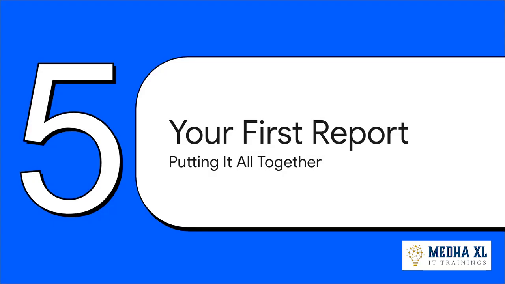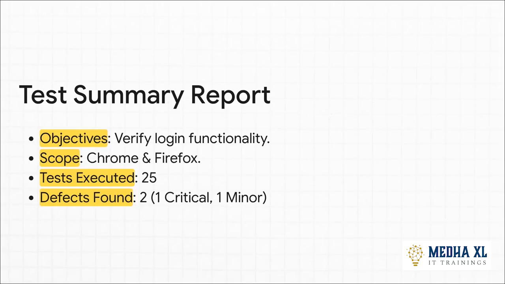Okay, so let's bring all this together. Let's take a look at what a more formal test summary report might actually look like. This is a fantastic template. It's for a simple login module. You clearly state your objective. You define the scope, what you tested on. You list how many tests you ran. And here's the kicker. You summarize the defects.